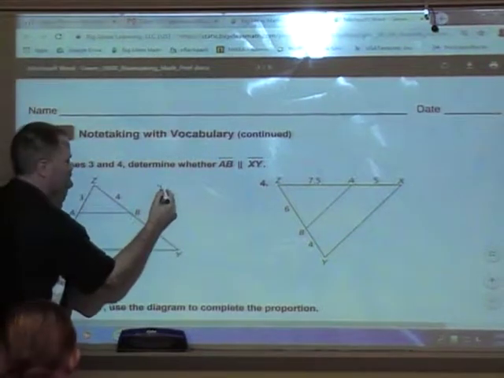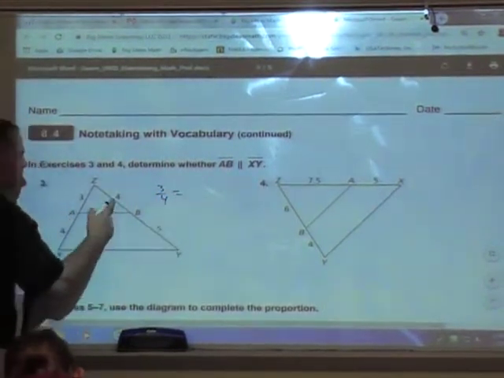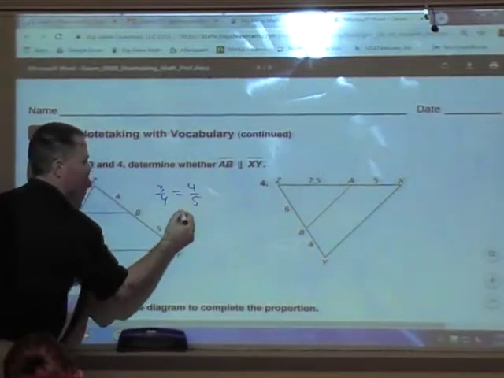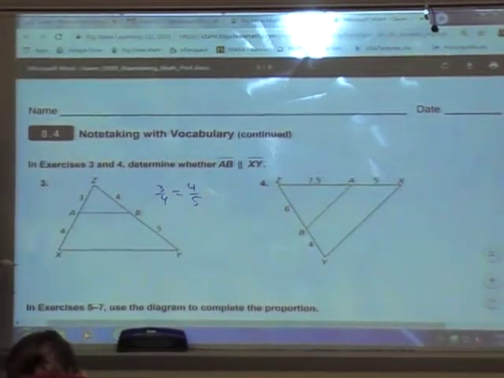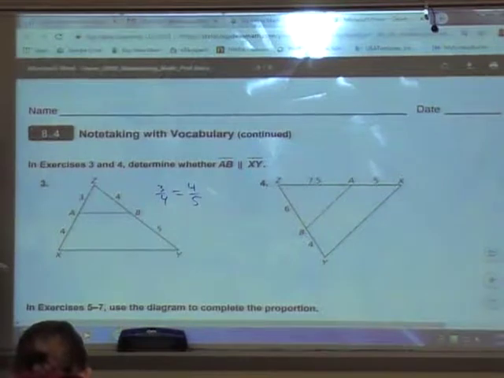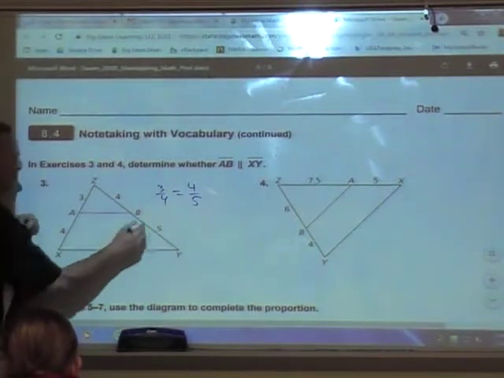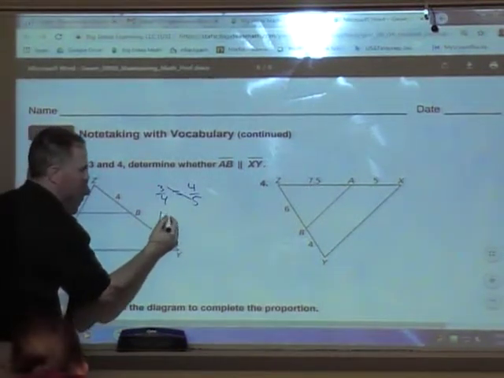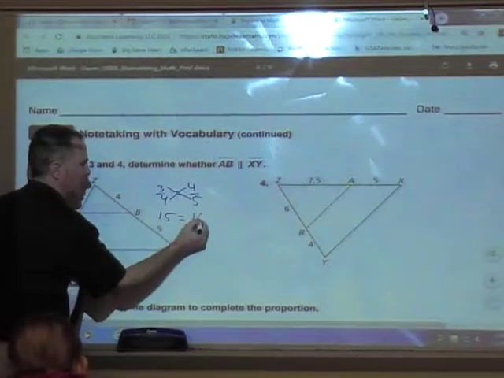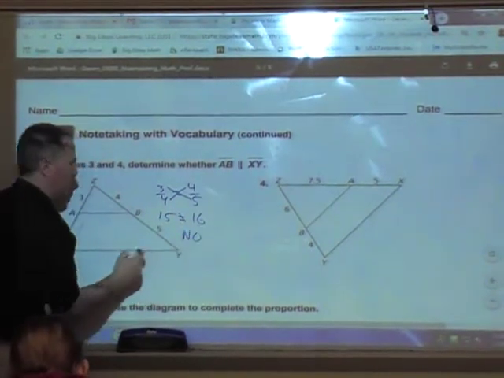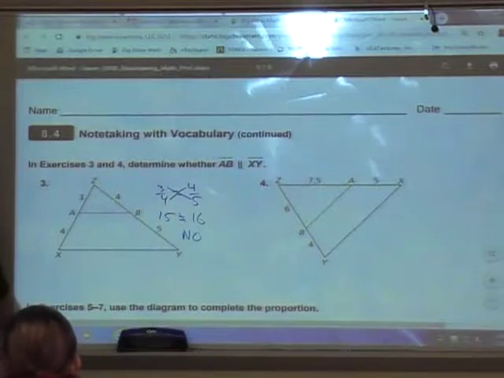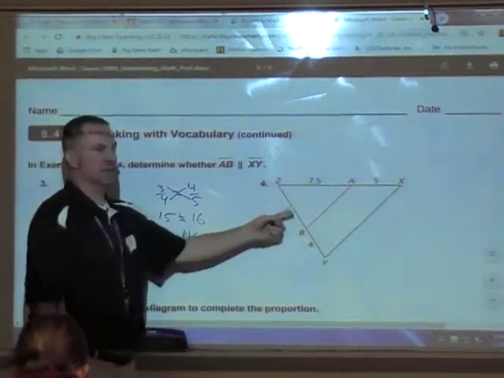3 is to 4 as 4 is to 5. And then cross multiply. If it works, then these two are parallel lines. 3 times 5 is 15. 4 times 4 is 16. So no, these are not parallel lines. Therefore, you do not have similar triangles. Okay? Now set this one up and do it.